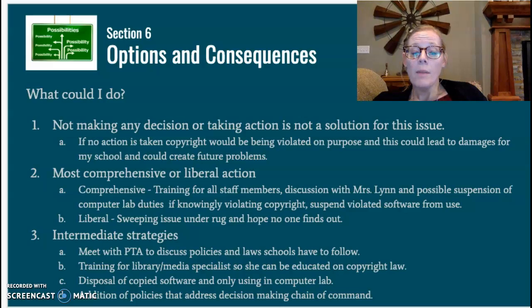And then some intermediate strategies that you could maybe put forth would be to meet with the PTA to discuss the policies and law that schools have to follow. Specialized training for the librarian media specialists so they can have factual information on copyright law, disposing of the copied software, and then possibly the evaluation or addition of policies that address the decision-making chain of command.